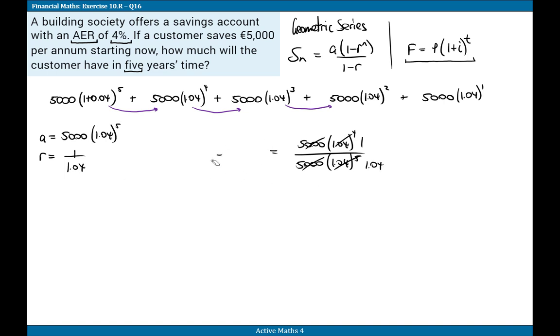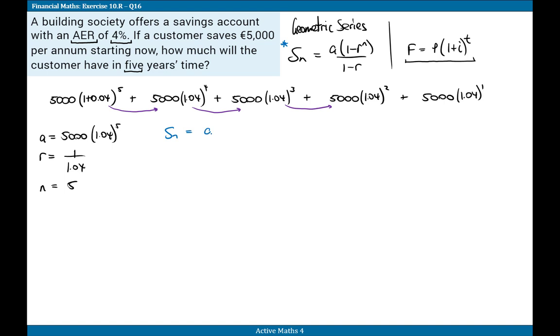Okay, so how many payments is there? Well, this is 5 lots of payments or 5 lots of savings, so n is equal to 5. And we take our Sn formula, which is up here, and we write it down.